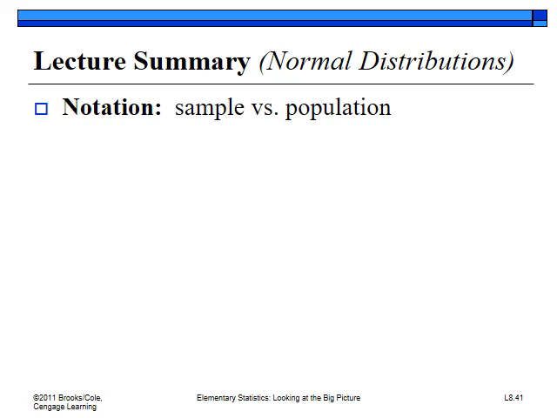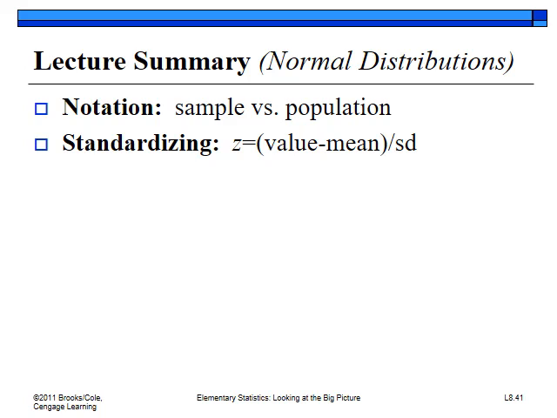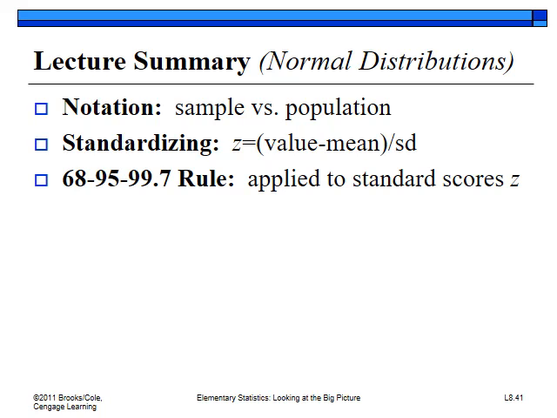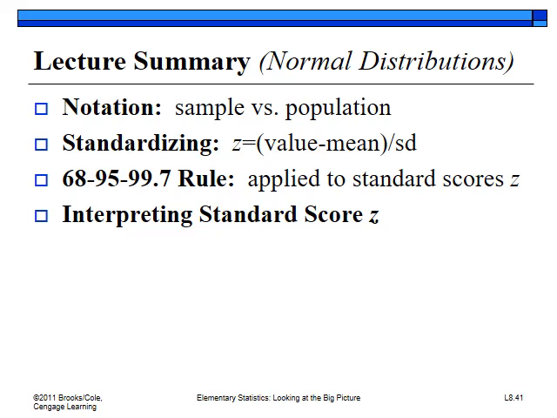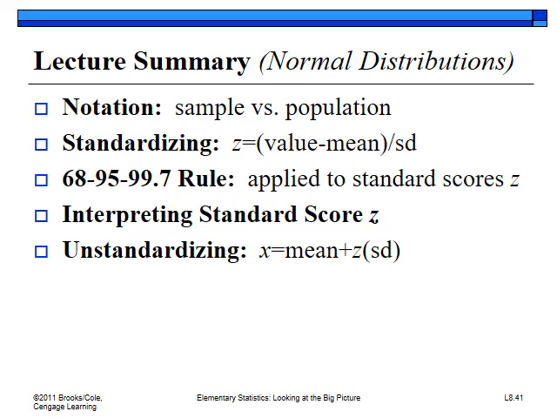In this video, we talked about normal distributions. We talked about the notation that we use for a sample versus the notation for a population. We talked about how to standardize a score by taking the actual value, subtracting the mean, and dividing the result by the standard deviation. We looked at how the 68, 95, 99.7 rule applies to standardized scores. We talked about how to interpret a standardized score and how to unstandardize a score by taking the z-score, multiplying by the standard deviation, and adding the mean.